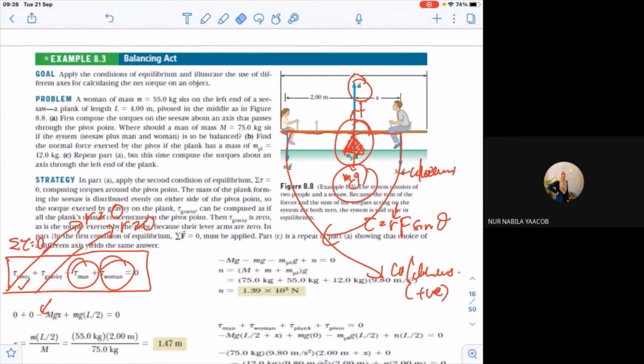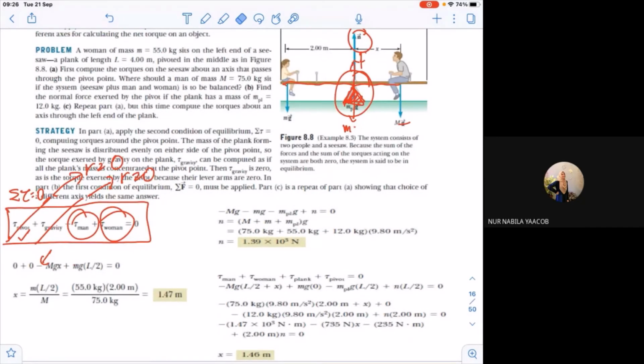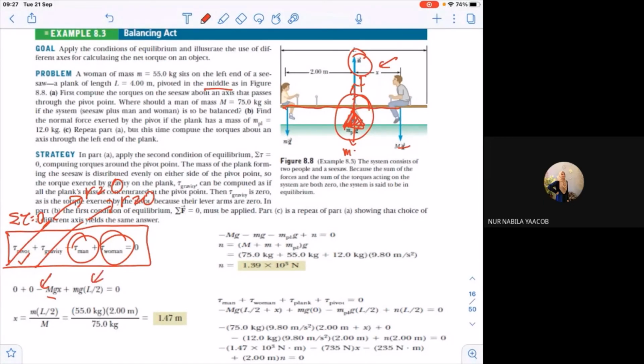So let's do some things here. Alright. From here we can get the value of, let's say, this is mgx. Why? The man is x from the center of rotation, which is m times g times x. And this girl, provided that it is at the center, in the middle, the pivot is in the middle, so we can say mgL over 2. So you can manage to get x equals 1.47 meters.